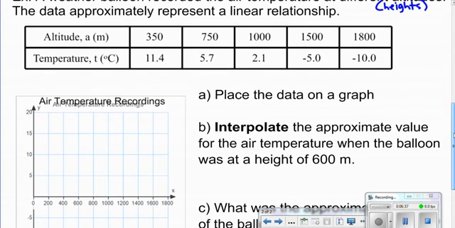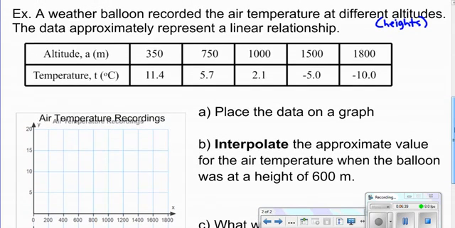So the first thing we want to do is put the data on the graph. We have altitude and we have air temperature. We need to think of which one is dependent on the other. The altitude is going to change no matter what. Just because it's 10 degrees doesn't mean we're at a specific altitude, right? So the altitude is going to be the independent variable, and the temperature is dependent.